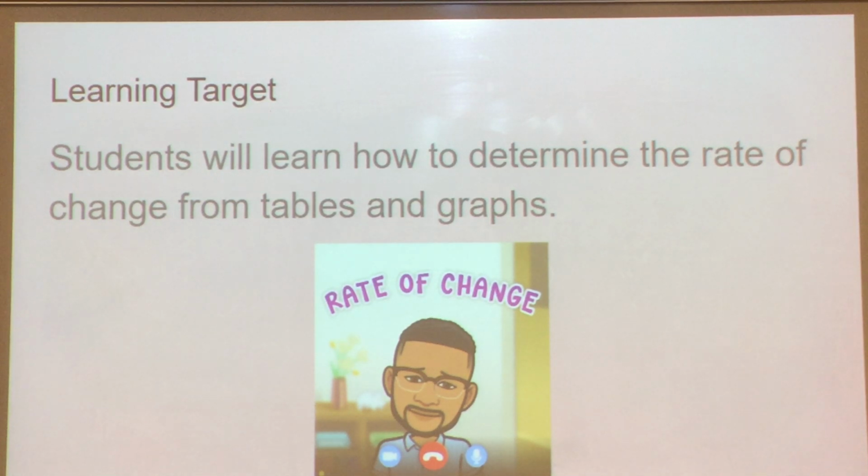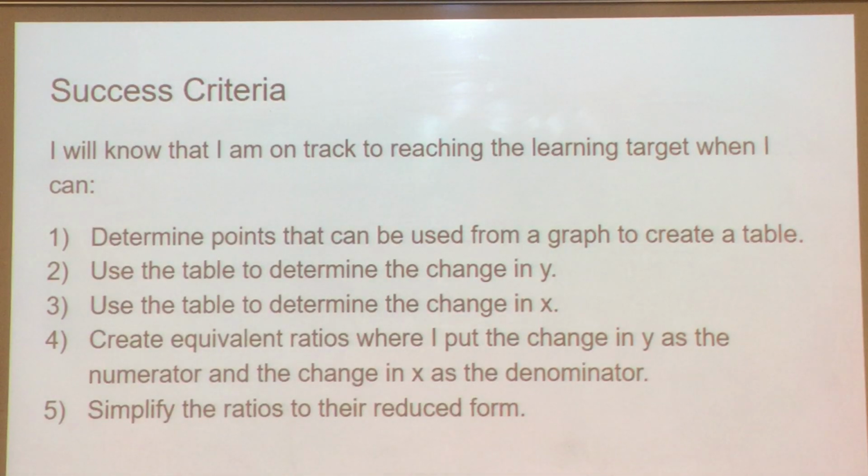Now, this is a very important learning target for this entire unit because essentially, if you can determine the rate of change in various problems, you are pretty much halfway there into knowing all that you need to know in this unit. So it's a very critical piece. The success criteria, which again lets you know that you are on track to reaching the learning target.